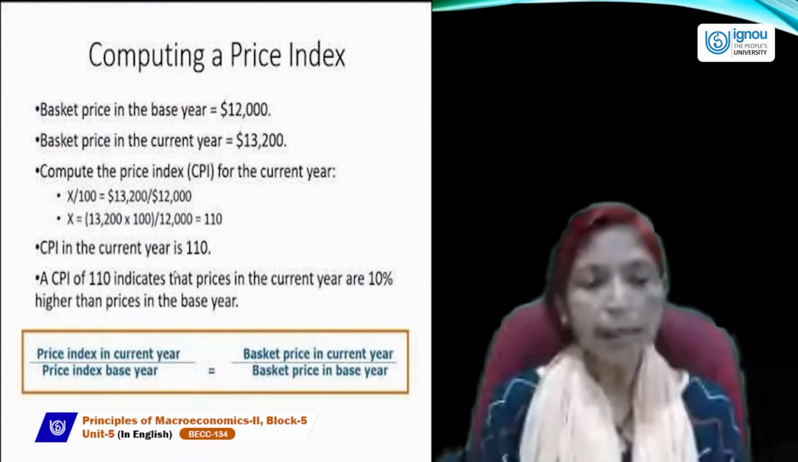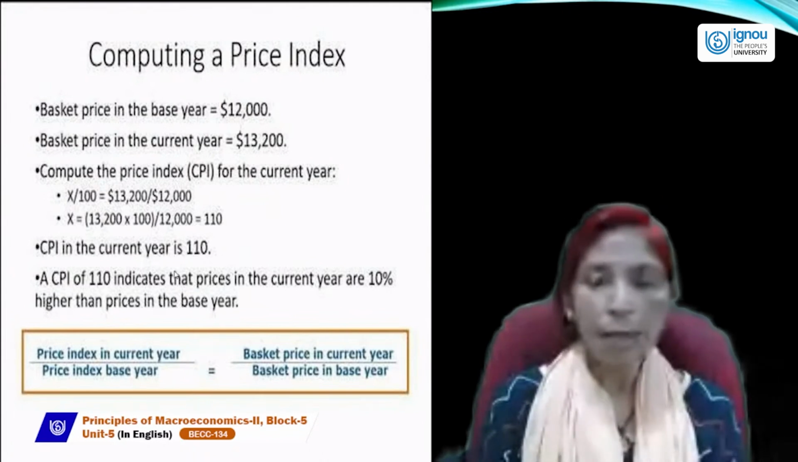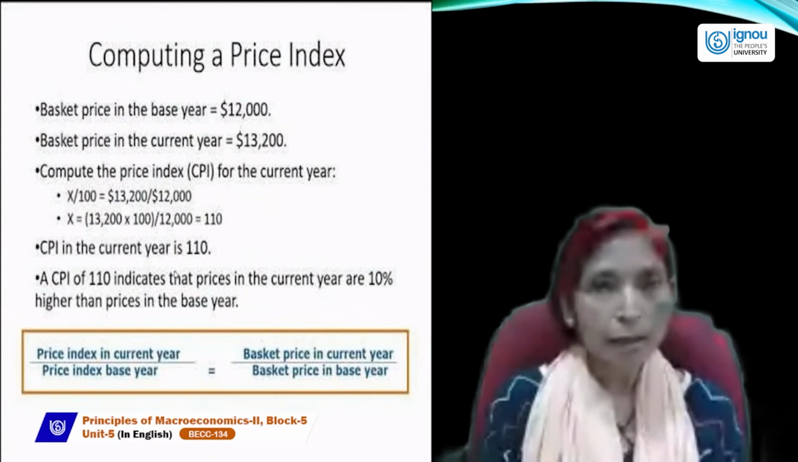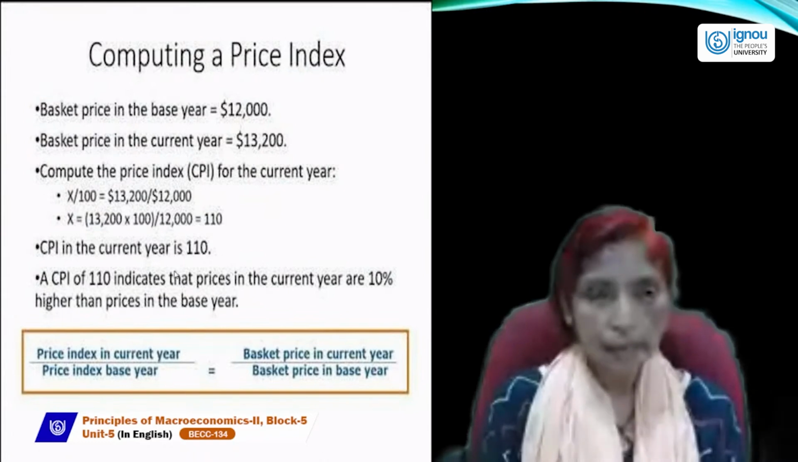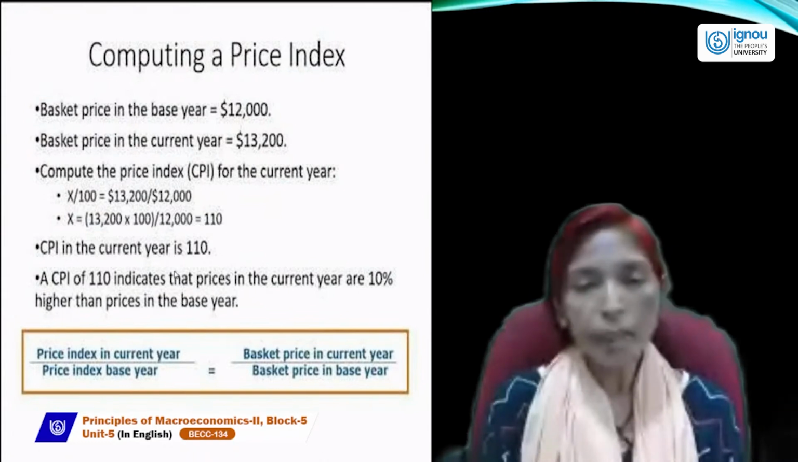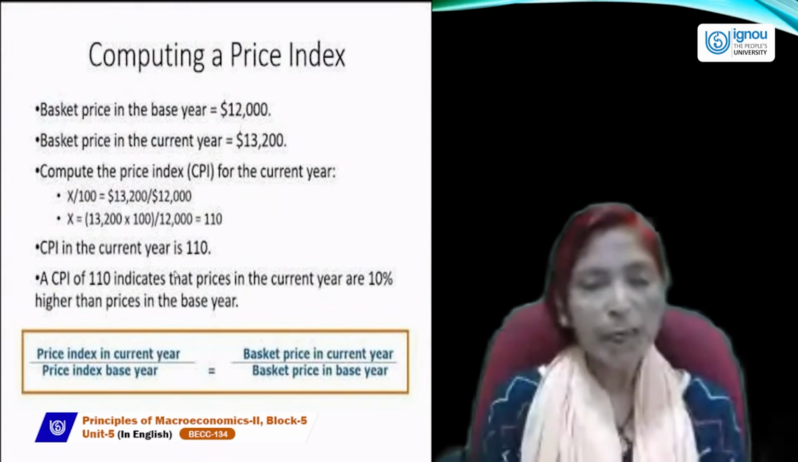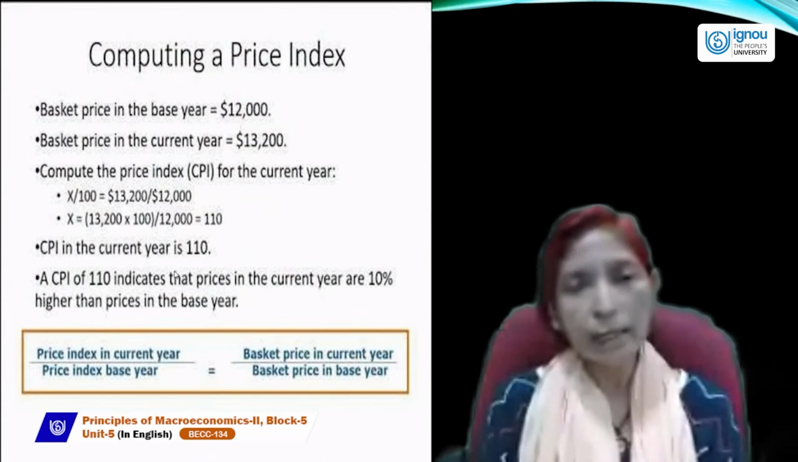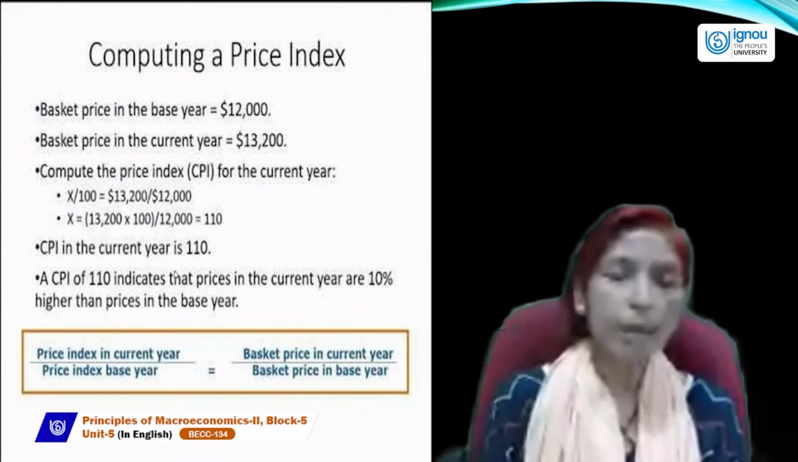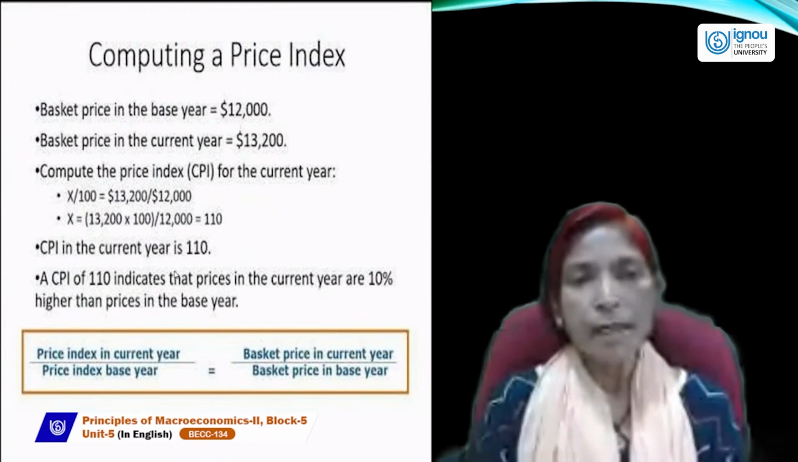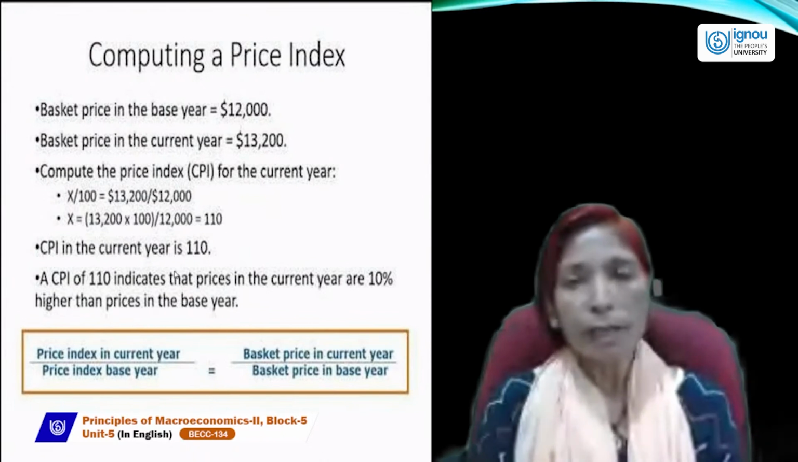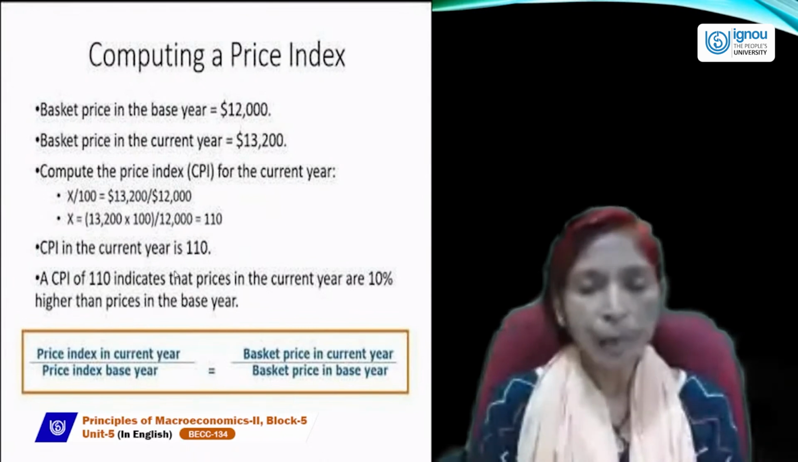So the price index is the price in the current year divided by the price in the base year, multiplied by 100. This is the formula for calculating the price index. It is also known as the GDP deflator. A GDP deflator is a price index which measures the price of the current year against the base year price. In other words, it is a ratio of the current year price and the base year price.